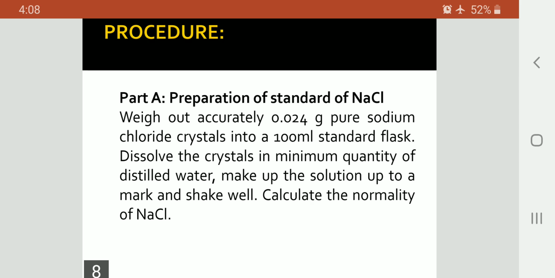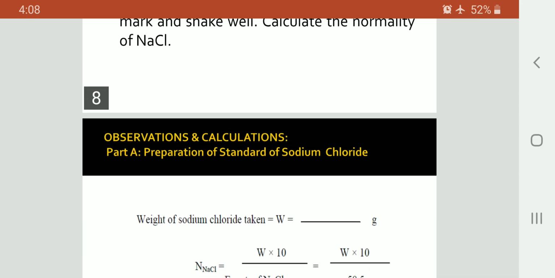You have to dissolve the crystals in the minimum quantity of water, and the water which you are using for dissolving should be distilled water. Make the solution up to the mark which is given on the standard flask. Shake it well so that there is even concentration. And afterwards we can calculate the normality of NaCl.